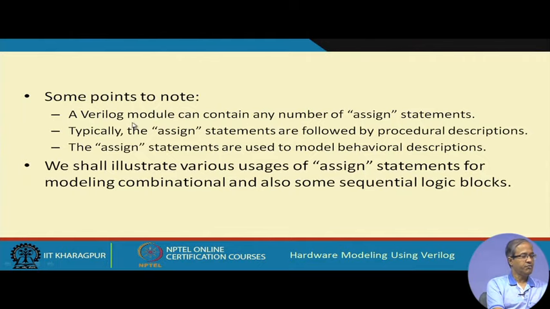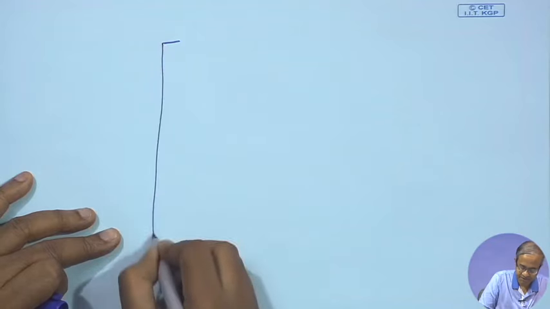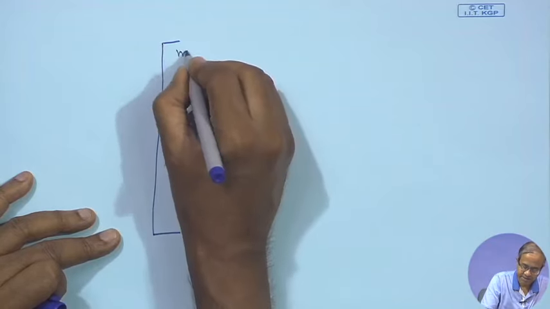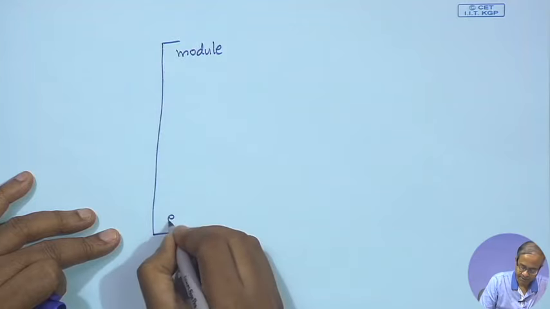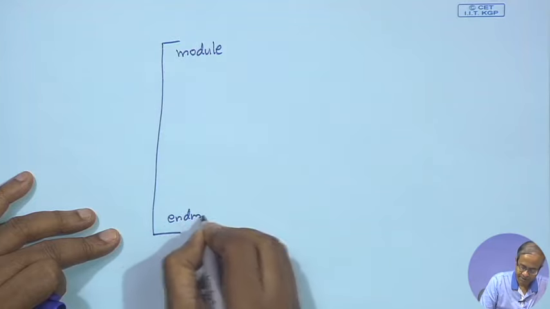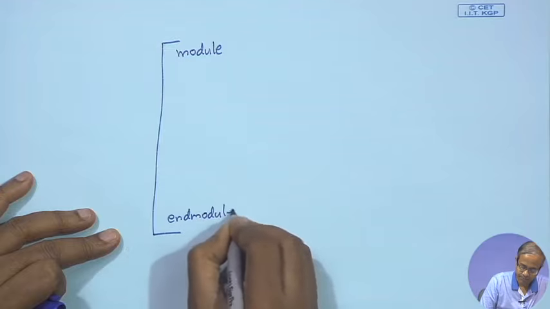Okay. Now, in a Verilog module, we can have any number of assign statements, and this is a very typical structure. Whenever we write a Verilog module, it starts with the keyword module, and it ends with endmodule.